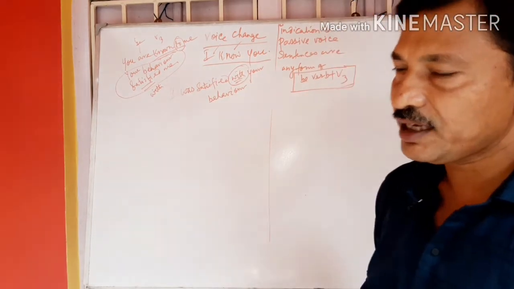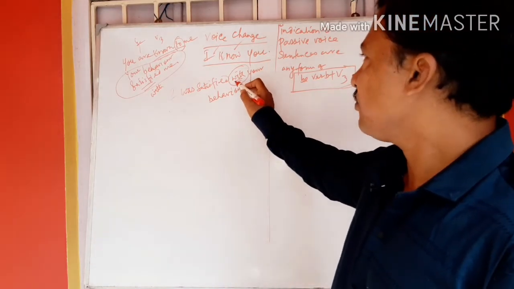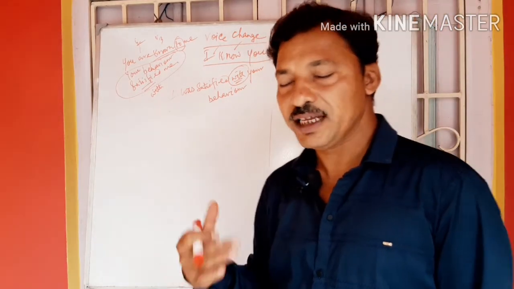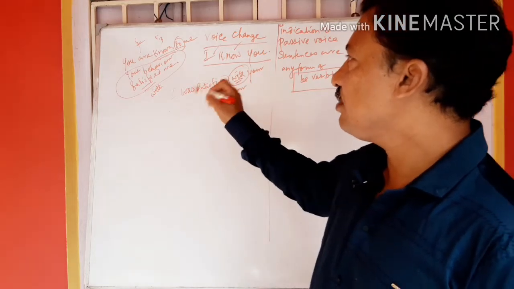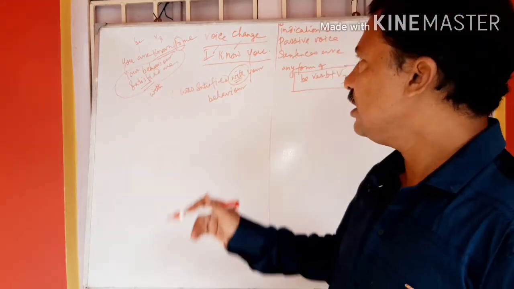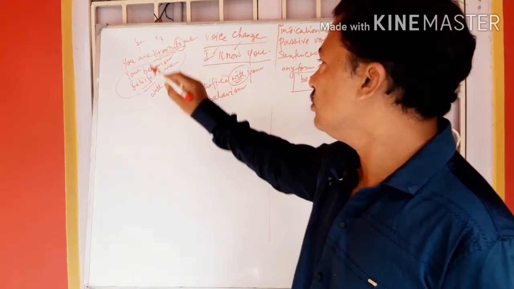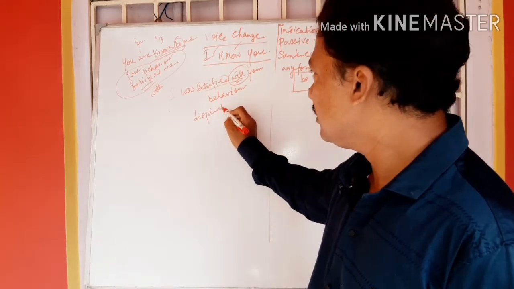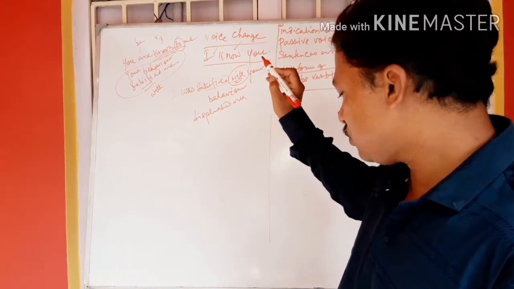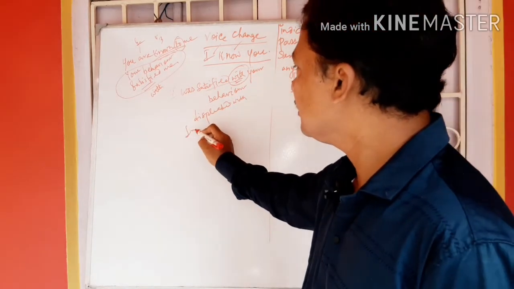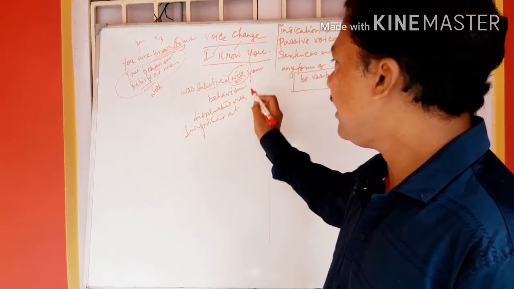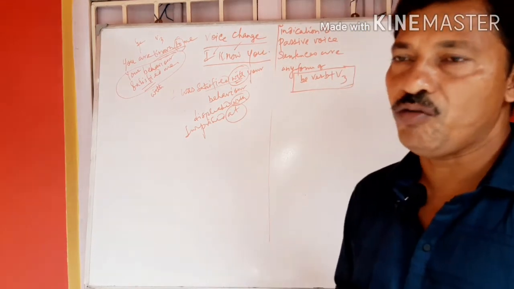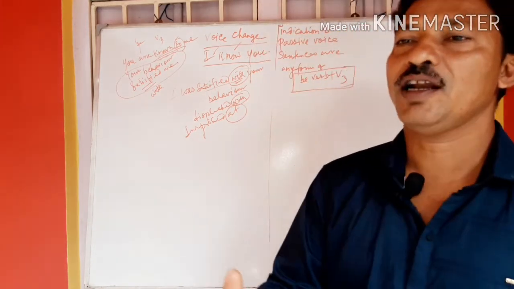In some cases, in a very few cases, this rule is applicable. Usually by is used in active passive voice sentences, but sometimes we have to replace by with some other preposition, as for example, known to, satisfied with, displeased with, surprised at. These prepositions will be used instead of by. This is one exceptional rule.